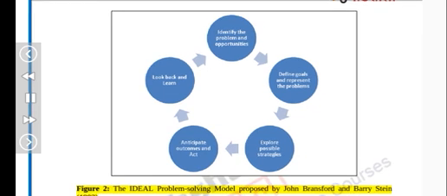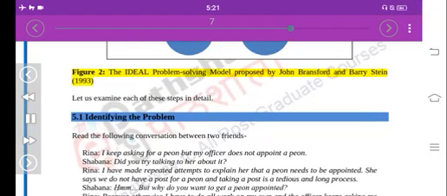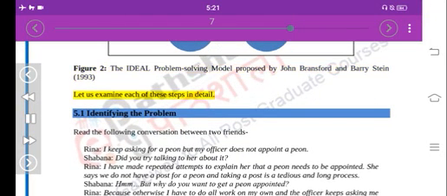Figure 2. The ideal problem-solving model proposed by John Bransford and Barry Stein, 1993. Let us examine each of these steps in detail. 5.1 Identifying the problem. Read the following conversation between two friends.